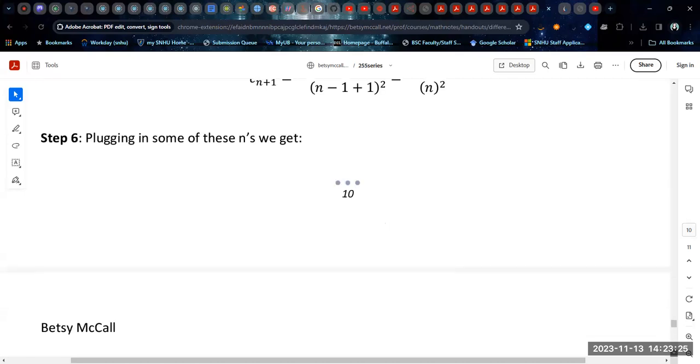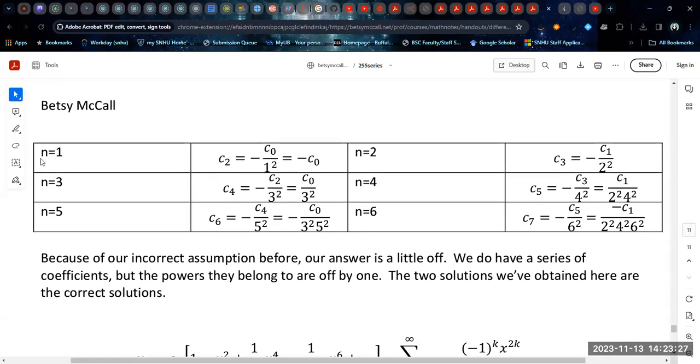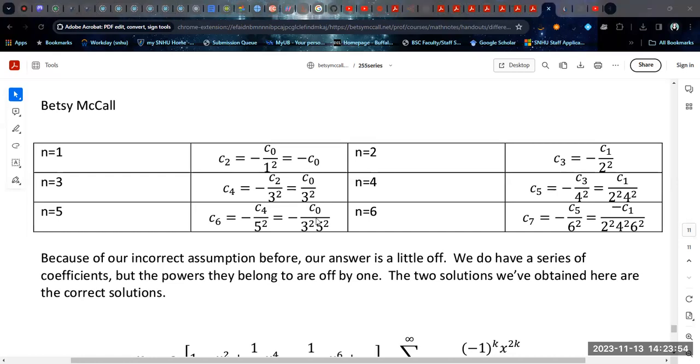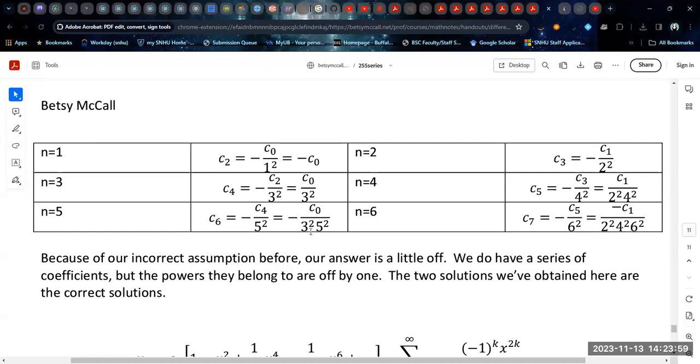And so now we can build our table of coefficients. When n is 1, C0 is Cn minus 1. So that gives us C2. And we get an expression in terms of C0. N equals 3 is going to give us C4 in terms of C0. N equals 5 is going to give us C6 in terms of C0. Again, first plug in C4, then replace C4 with your expression for C4 in terms of C0, and on for as long as you need.